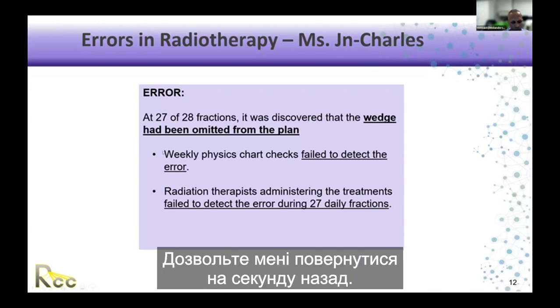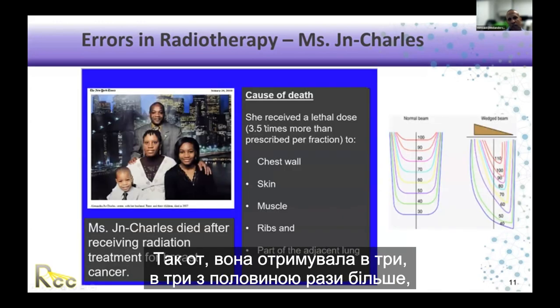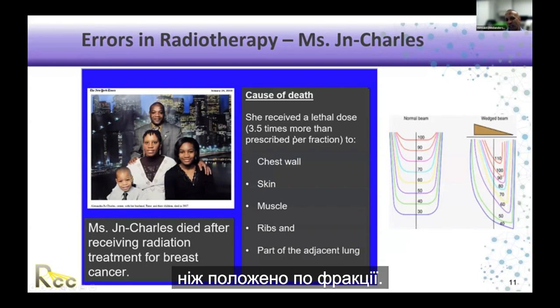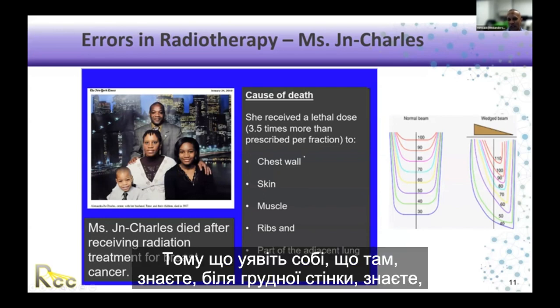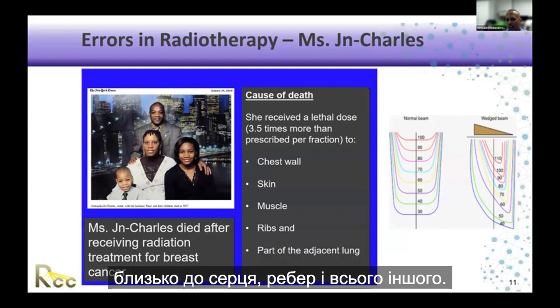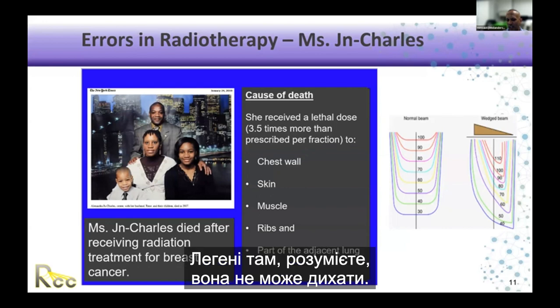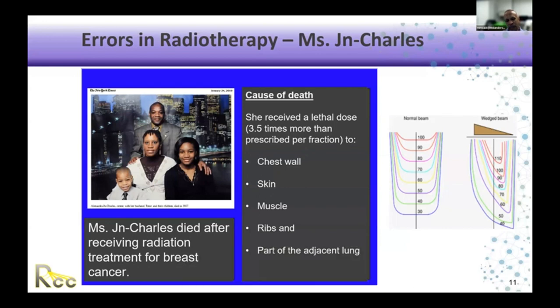Let me go back for a second here. So she received three and a half times more than a prescribed fraction. Because imagine, at that place there's the chest wall, you're close to the heart, the ribs, and everything. Lung is there. She wouldn't be able to breathe. And she also died.